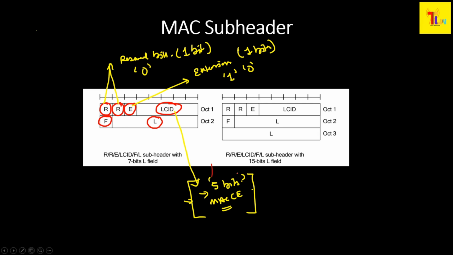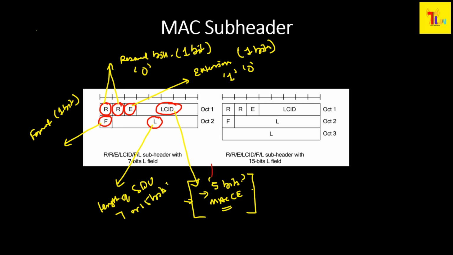This is the LCID, which is also of 5 bits. Then we have a bit called the F bit, the format bit, which is 1 bit in size. It basically defines the length field, whether it will be 1 octet or 2 octets. L is the length of the SDU in bytes, and it can be 7 or 15 bits.